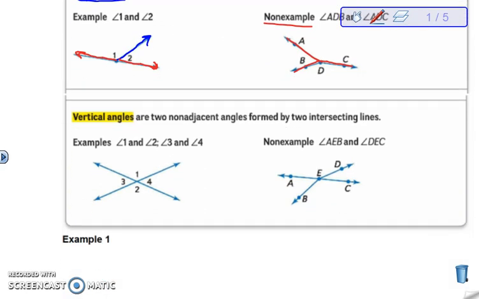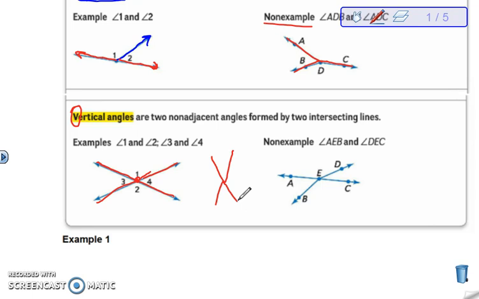Finally, vertical angles. Vertical angles are non-adjacent angles formed by intersecting lines. Now that's kind of confusing. The way to remember this is vertical starts with V. So your two vertical angles are going to appear as opposite V's. In other words, it's two V's. Here's a V, here's a V, that face the opposite direction.